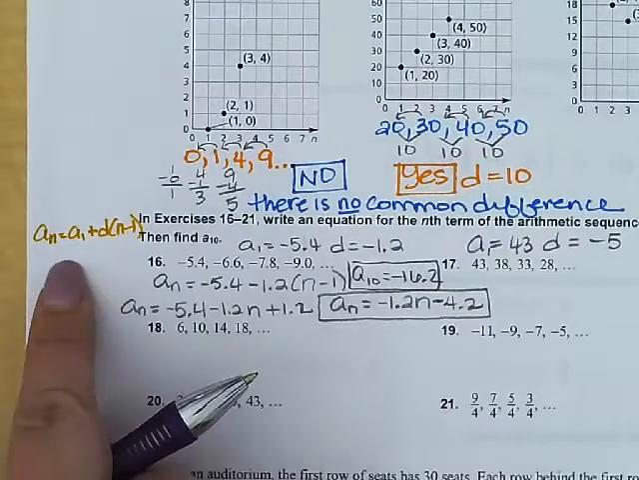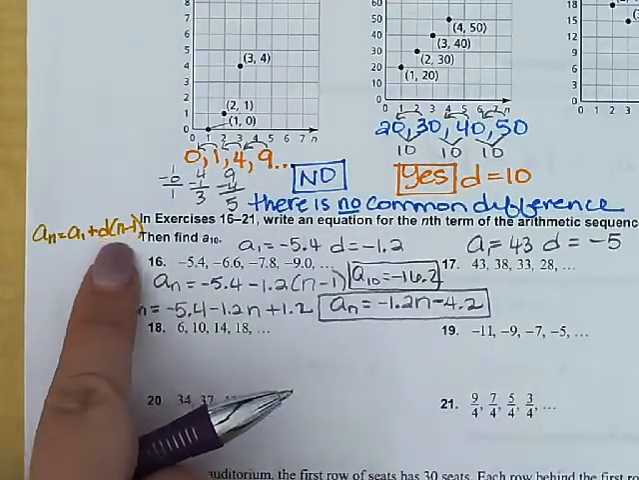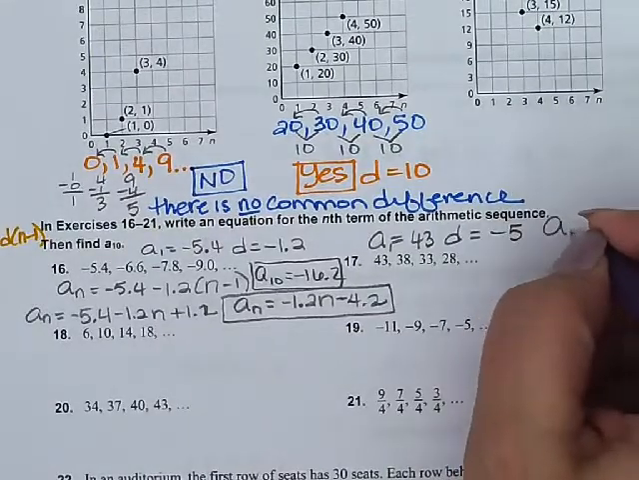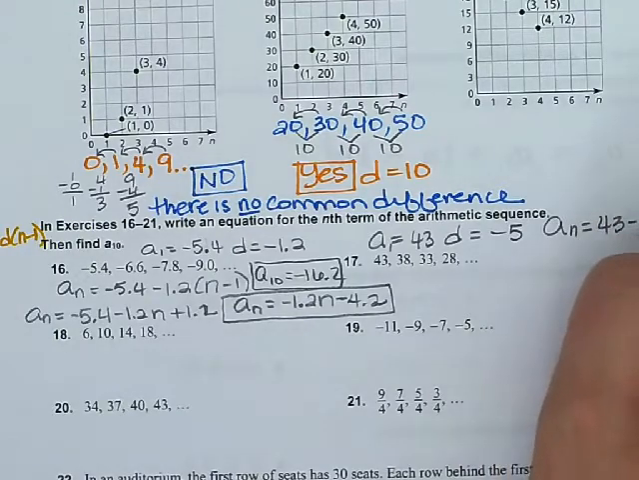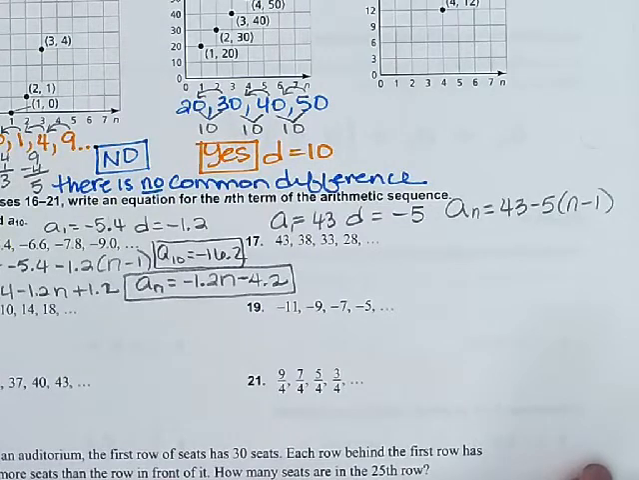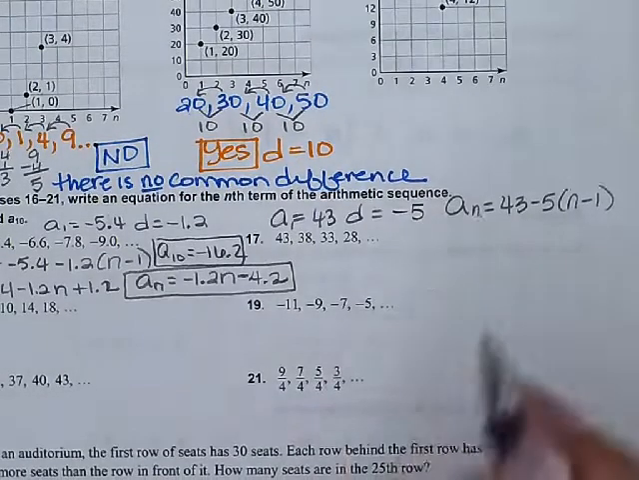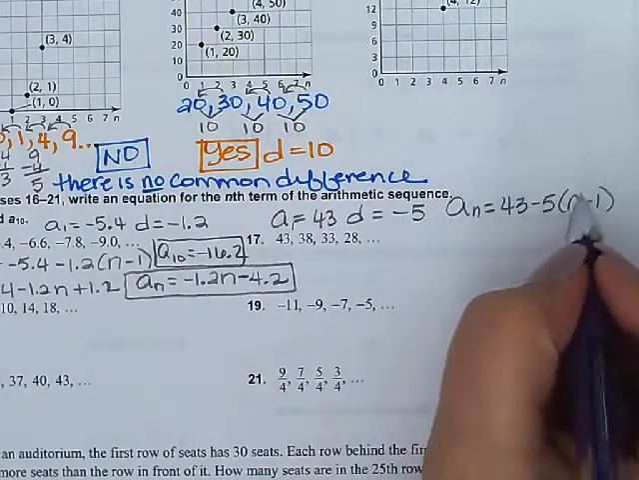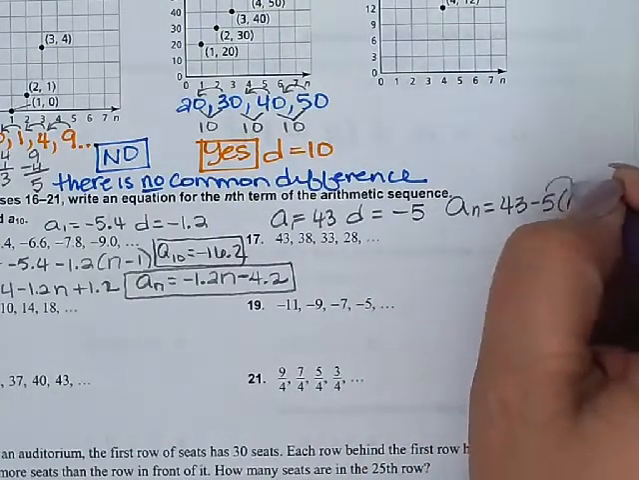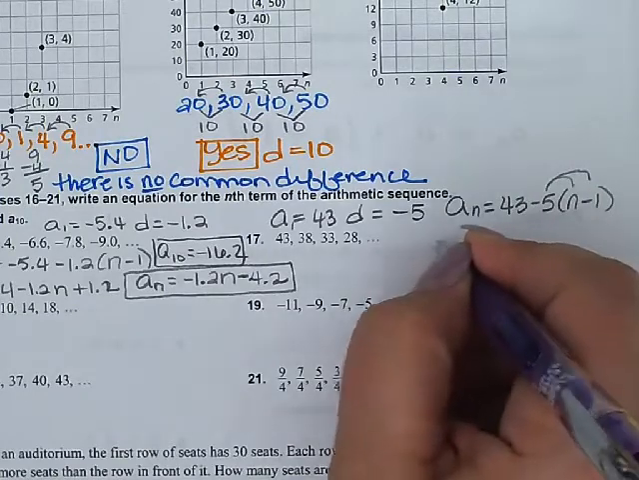Okay, so let's lay that out. If we write this equation with those two ingredients in there, then our equation would be a sub n equals, we're starting at 43, and then our common difference is a negative 5, so negative 5 times that n minus 1. But because this is an arithmetic sequence and it can be simplified, you're expected to distribute that negative 5.